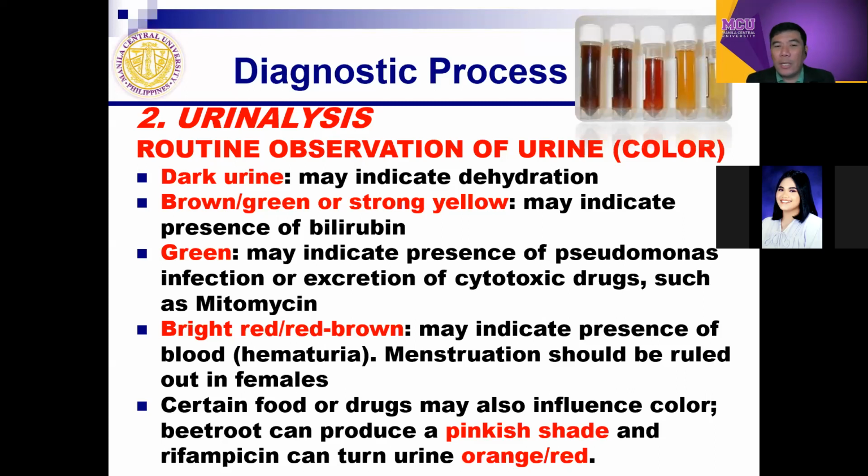For bright red or red-brown, this is an indication of hematuria or blood in the urine. But most probably, we need to rule out concerns if the person has menstruation. There is also food that may influence the color. The beetroot may cause a pinkish shade, and the drug rifampicin may lead to an orange or red color of the urine.